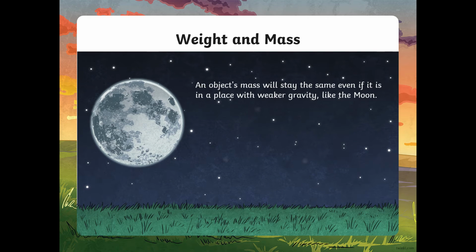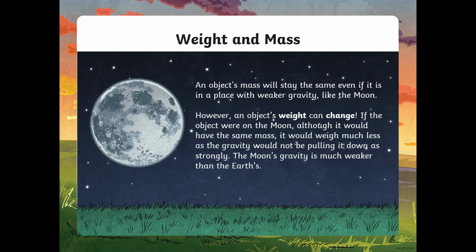Now, an object's mass does not change even if it goes to a place with a weaker gravity, like the Moon, which obviously has less gravity. But the weight can change. That is why when astronauts go to the Moon, there's not less of the astronauts, but they can jump around much higher because there's much less gravity on the Moon. They're further away from Earth, so they're not affected as strongly by it.